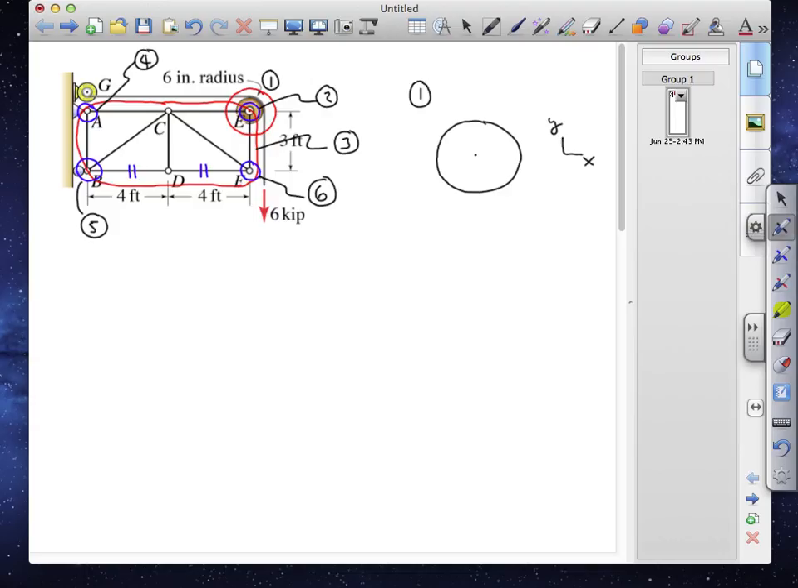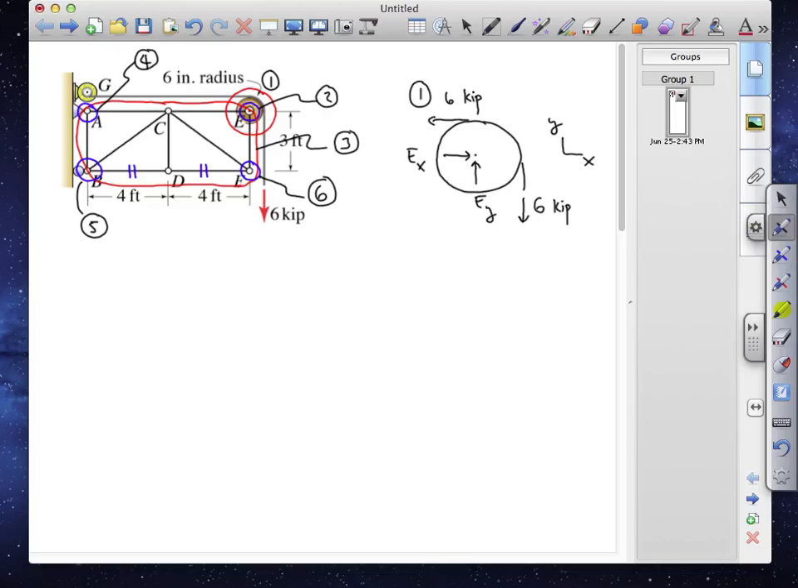Our pulley is assumed mounted on frictionless bearings, so the only resistance offered by the bearing is to translation. There's no resistance to rotation, and we will have reaction forces at the bearing center of Ex and Ey. We're also cutting through the cables, the vertical and horizontal cables, so at these locations we'll have a 6 kip load here, and a 6 kip load here.